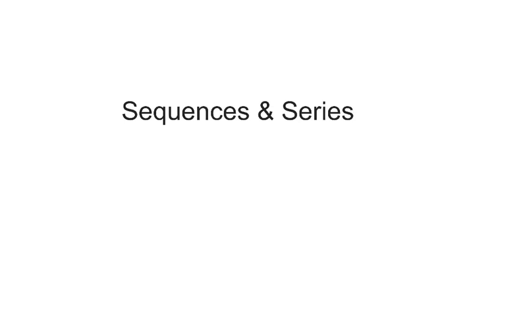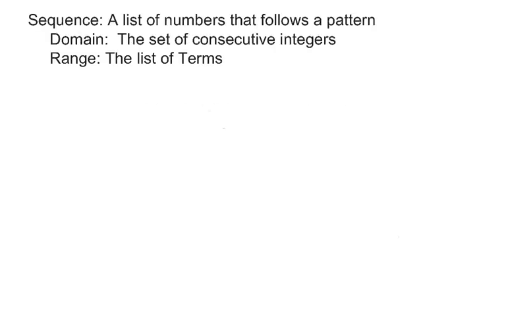Chapter 12 deals with sequences in series. A sequence is just a list of numbers that follows a pattern. It is a function though, so it has a domain and a range. The domain is going to be the set of consecutive integers.